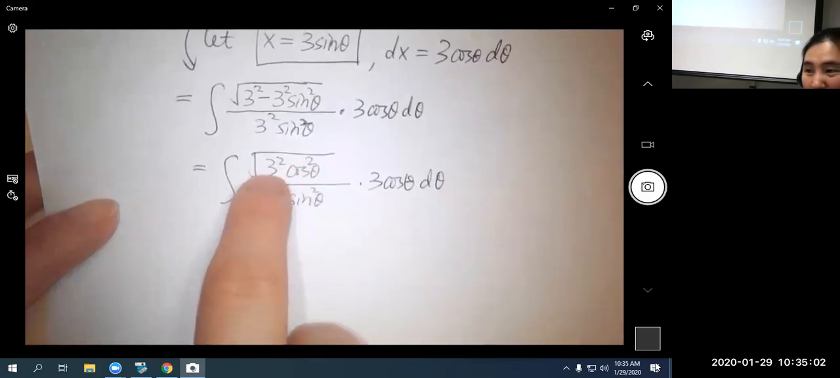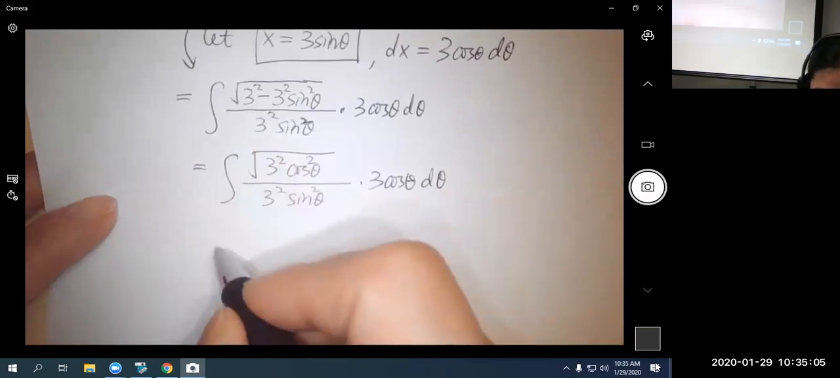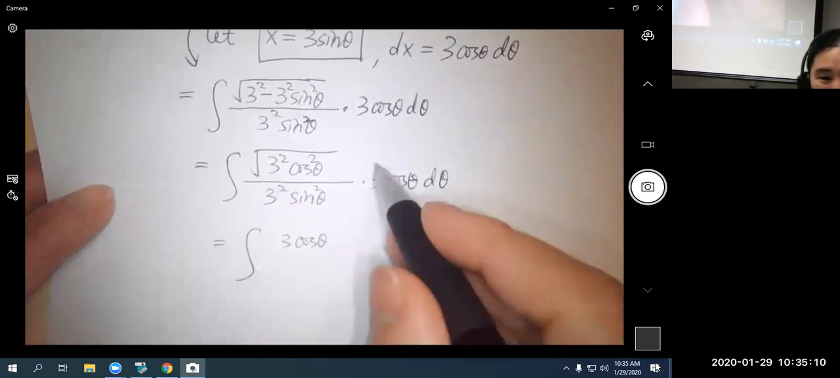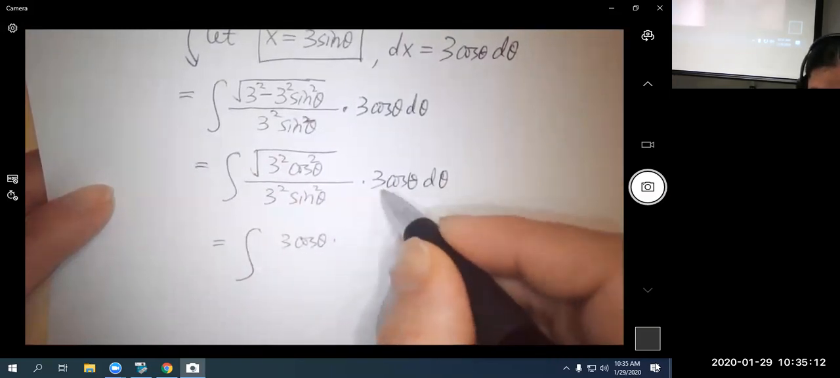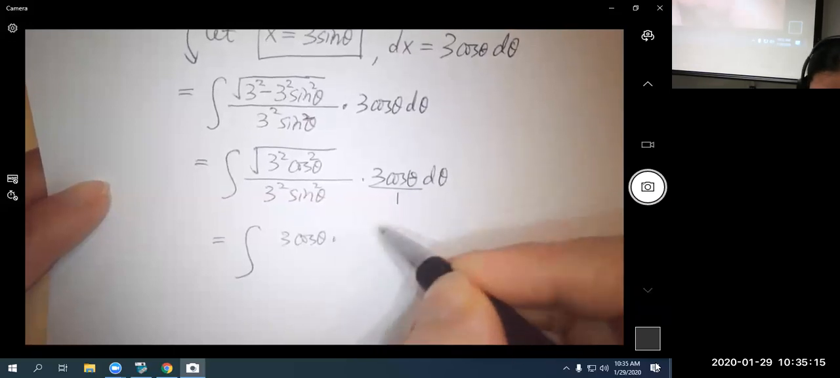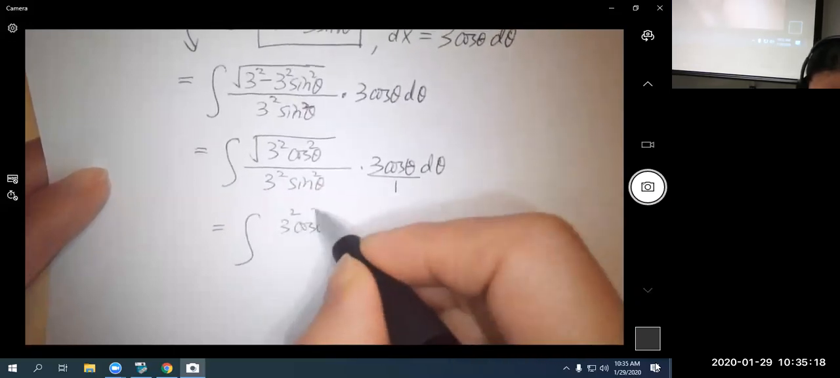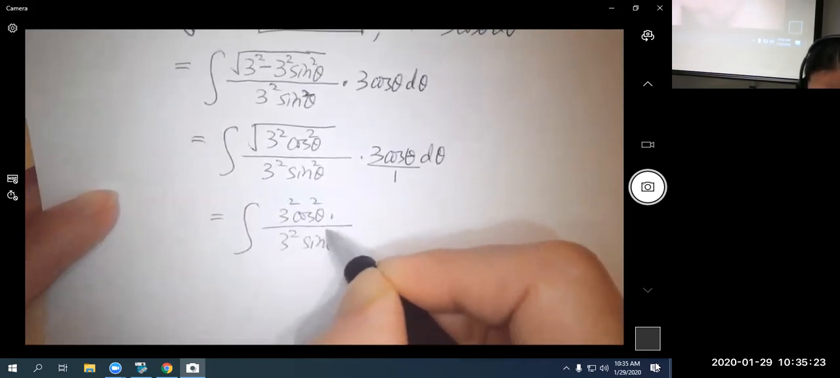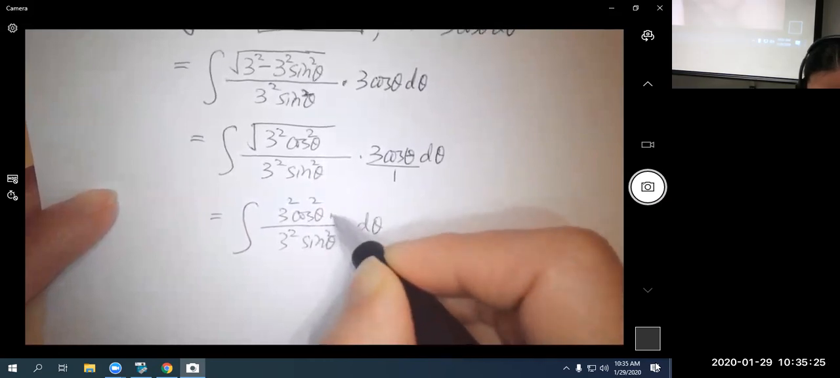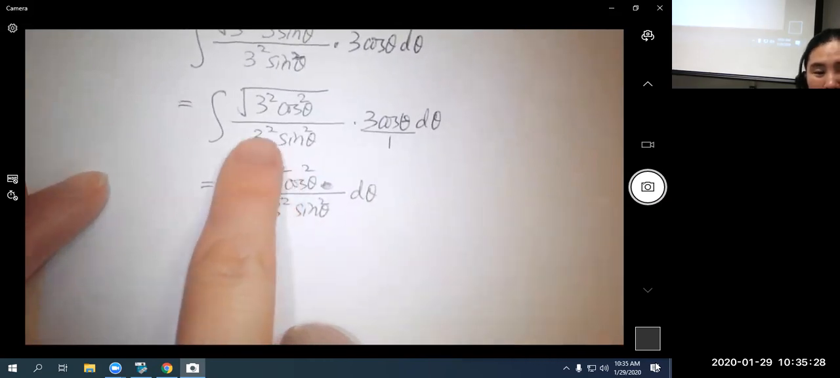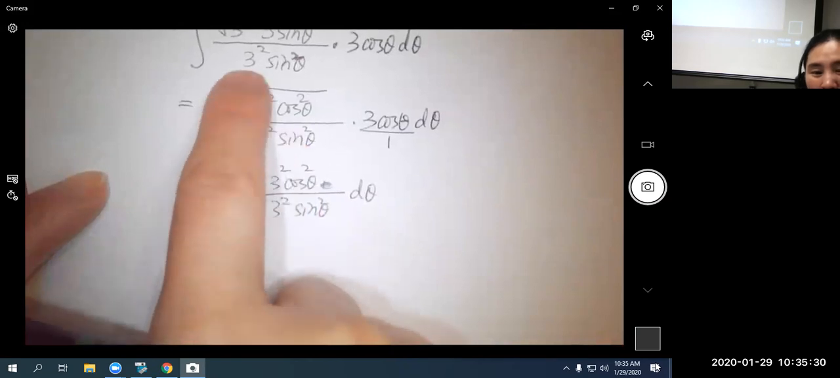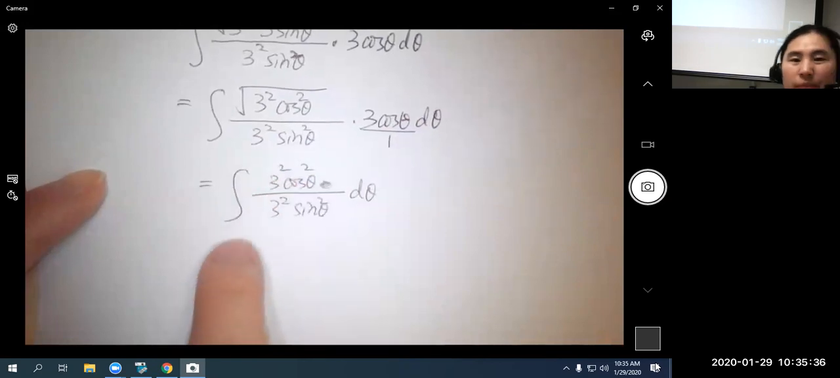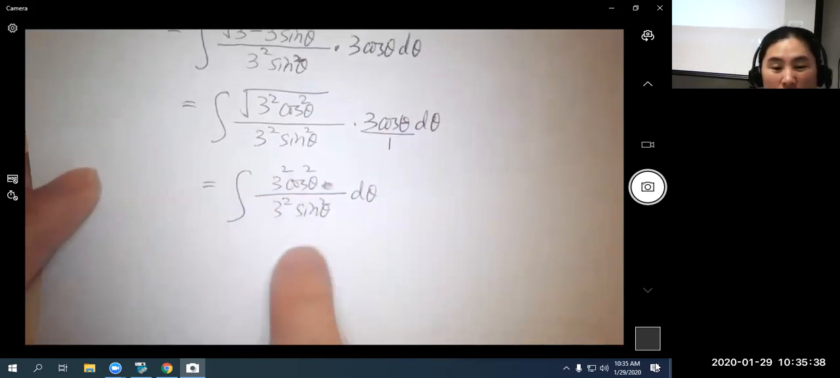Isn't this nice? The square root of 3 squared cosine squared theta becomes what? 3 cosine theta. I'm going to put this 3 cosine theta on the top because it's over 1, right? Times 3 cosine theta, which is 3 squared cosine squared theta, over 3 squared sin squared theta, d theta. You guys know why we have 3 squared cosine squared theta? One comes from the square root. The other one comes from here. When we multiply, 3 squared cosine squared theta, and then 3 squared sin squared theta.